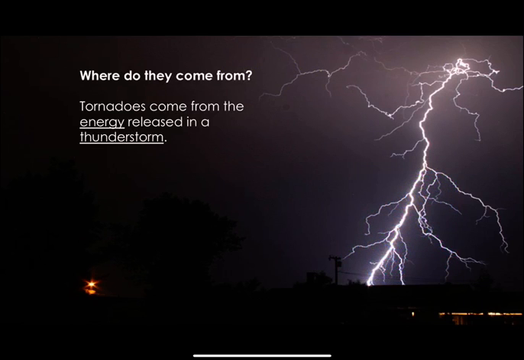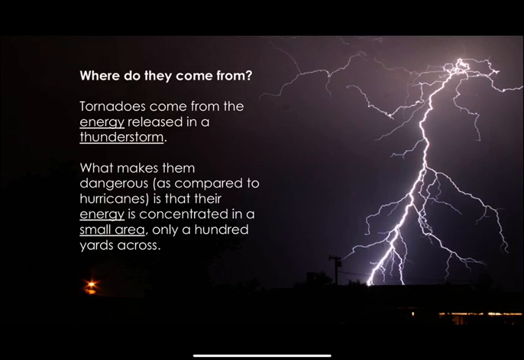So where do they come from? Tornadoes come from the energy released in a thunderstorm. What makes them dangerous as compared to hurricanes is that their energy is concentrated on a small area, only 100 yards across.